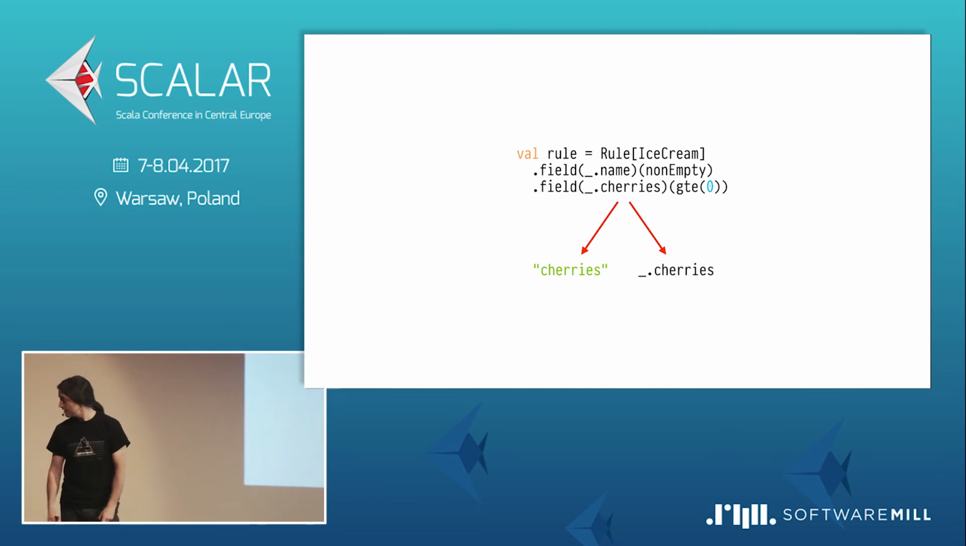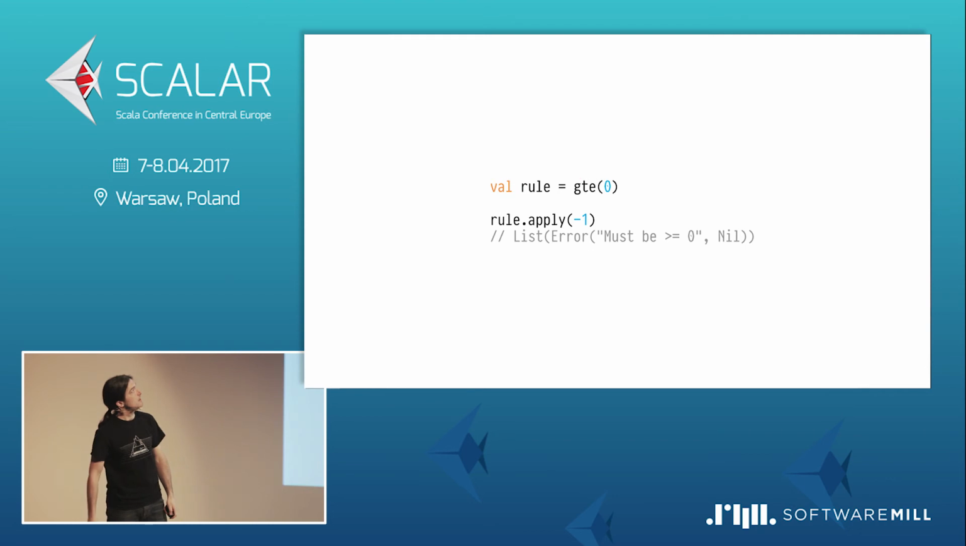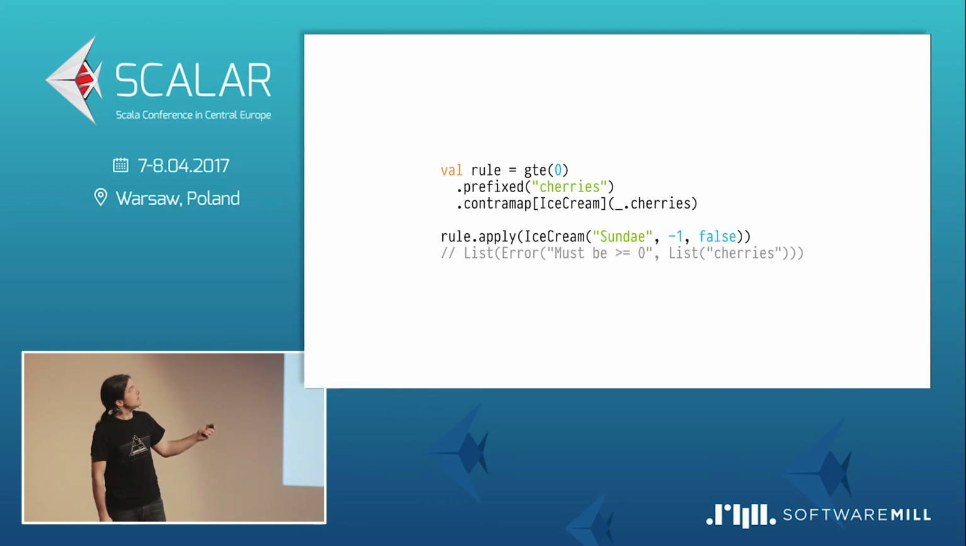So to do that, we need to have a little look at how these rules work. In addition to this whole thing being a rule, each component is also a rule. So this GTE0 is a rule. And I'll show you how GTE0 works. If I create that rule and then apply it to a bad number, it will give me an error message, but there's no location here yet. I can call this prefixed method, which consumes this rule and produces another rule that does the same thing, but puts whatever string I've defined in there. And I also have this, scary name maybe, contramap method, which basically allows you to zoom in on a piece of data.